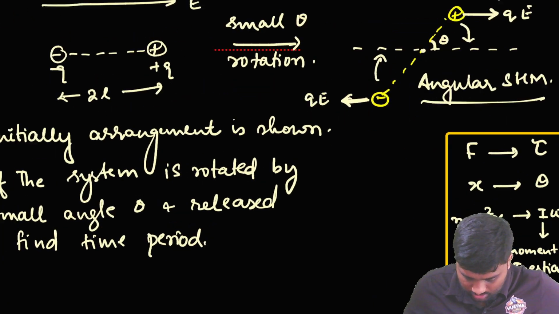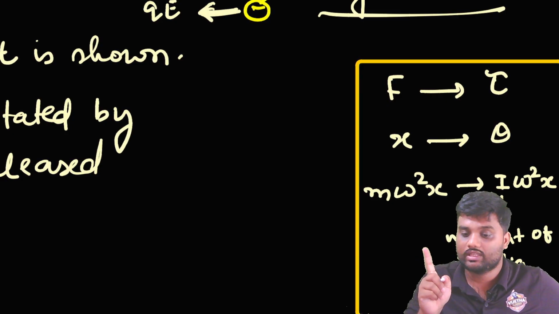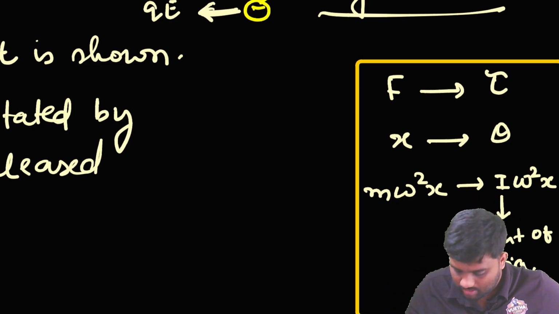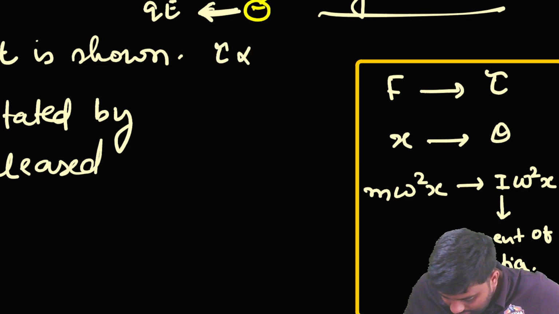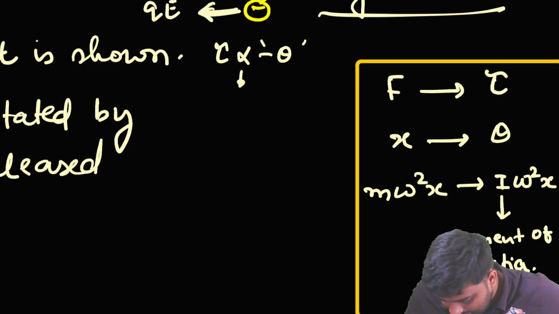See, when it is angular SHM, there we used to read that when the restoring force is directly proportional to minus x, then we consider it is under SHM. Here, when the torque is coming out to be what? Minus theta, then it is undergoing what? Angular SHM condition.